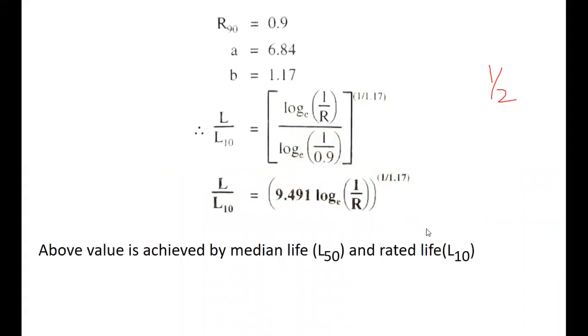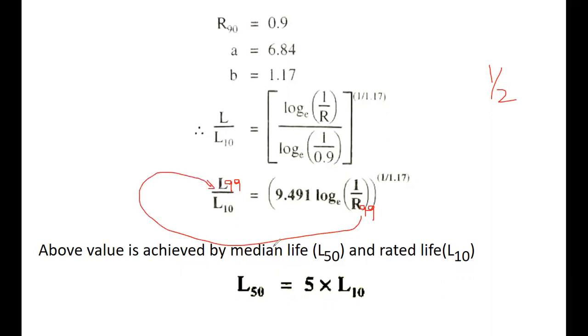If I want to find out median life, that is life at 50% reliability, then I don't need to use this equation because L50 is nothing but 5 times the rating life, which is L10. But for other than 90% reliability, suppose the reliability is 99%, then how much life will be at 99%? Or say if life at 99% reliability is this, then find out the rated life. That would be the thing which we are going to do in our numericals. So let's proceed.